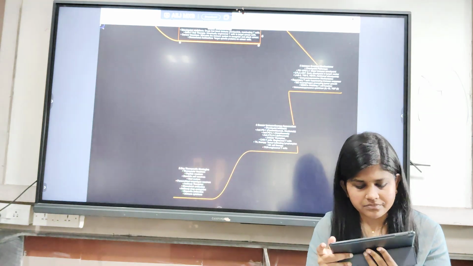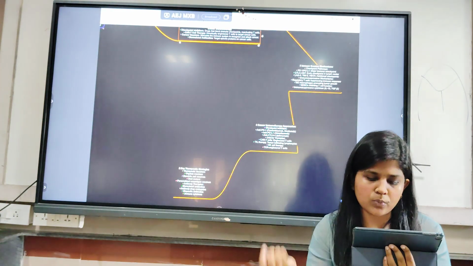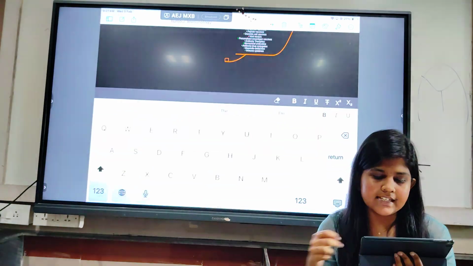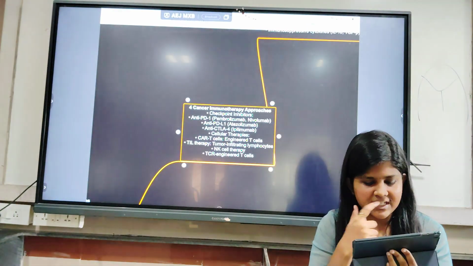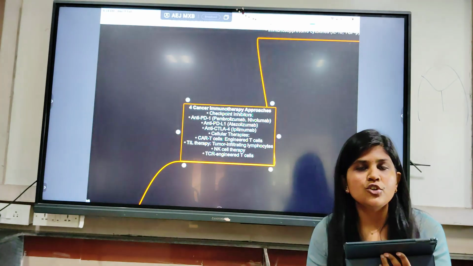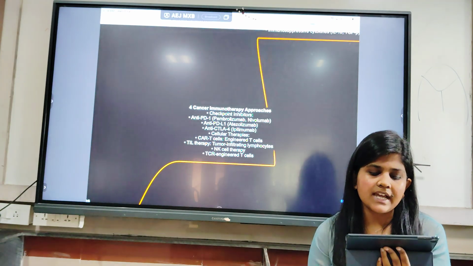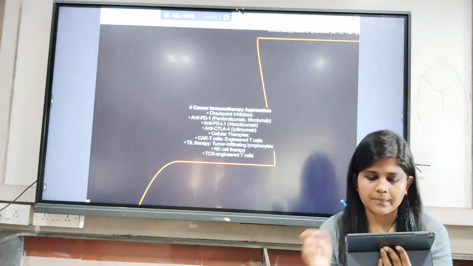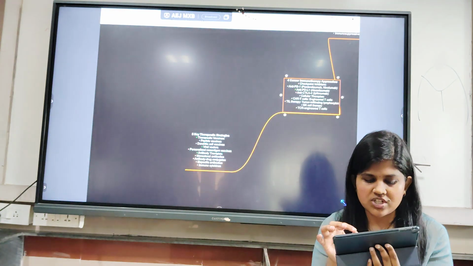Next we have cancer immunotherapy approaches. We have anti-PD-1, anti-PD-L1, anti-CTLA4, and cellular therapies, engineered T cells, CAR T cell. TIL therapy is tumor infiltrating lymphocytes, and we also have NK cell therapy and TCR engineered T cells. So all of these are cancer immunotherapy approaches.